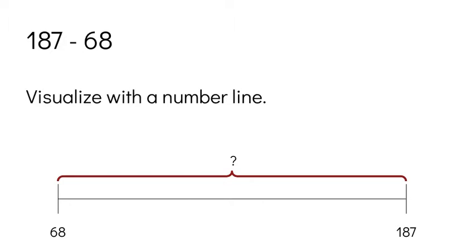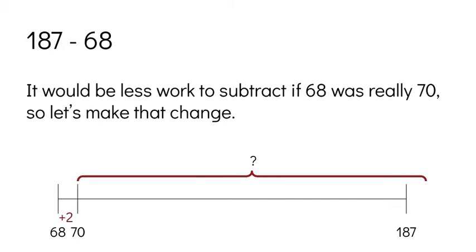Let's try another one. I have 186 minus 68. So let's visualize this with a number line. So that's the distance between 68 and 187. So I want to make this problem easier. What if instead of subtracting 68, I was just subtracting 70? I can do that. I can make that change.